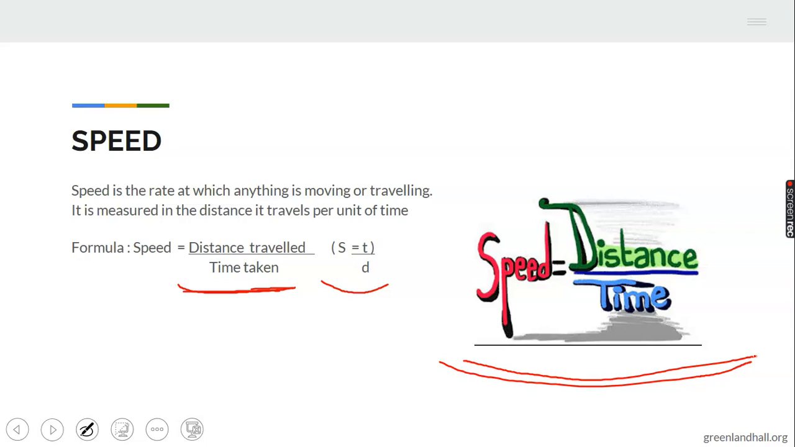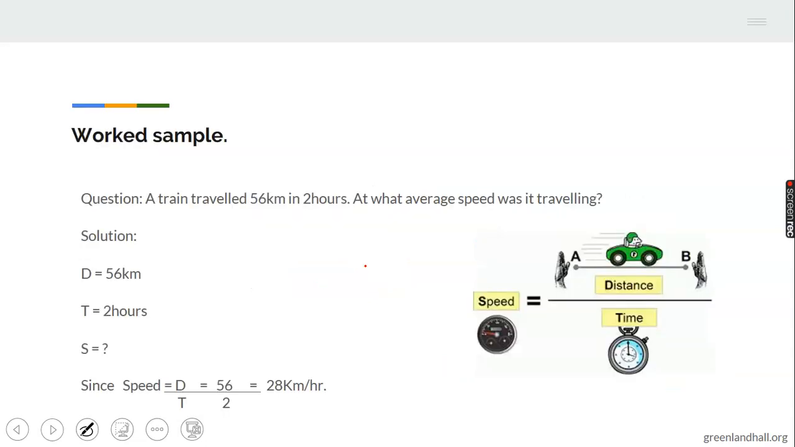Distance over time. Speed is equal to what? Distance over time. Good. Speed is equal to distance divided by time. Now, let's see a question here.